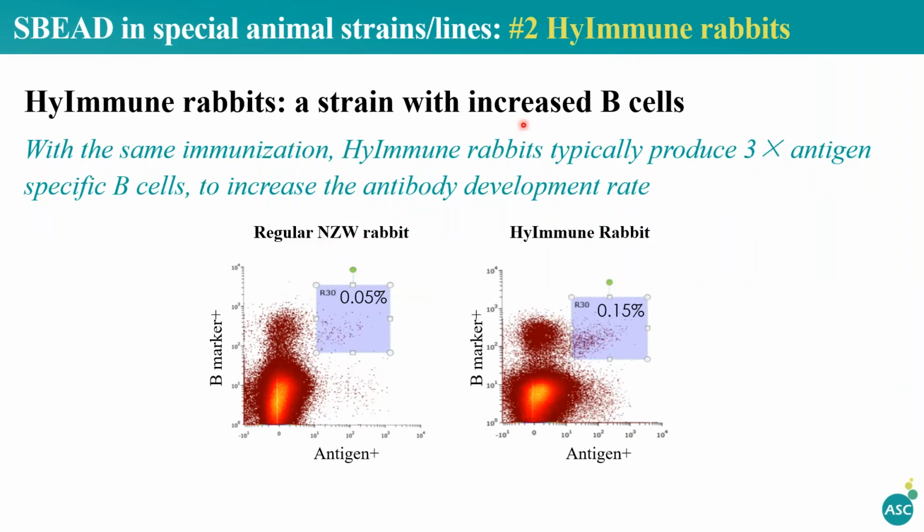The other special animal I want to show you is a rabbit called the HiImmune rabbit. HiImmune rabbit is a strain that has an increased B cell population. Our test showed that with the same immunization, HiImmune rabbits typically produce 3 times more antigen-specific B cells than regular New Zealand white rabbits. By having more B cells, the single B cell cloning method, such as SBEAD, can be carried out with a high success rate.